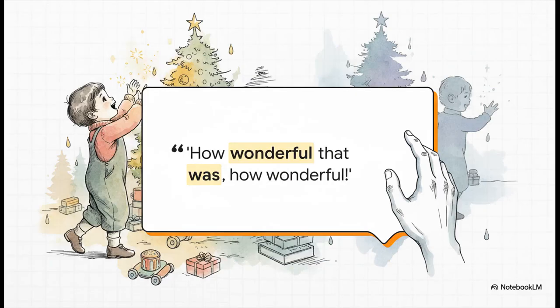Just listen to the emotional contrast at play here. How wonderful that was, how wonderful. This absolutely captures the sheer, breathless excitement of the child in the memory. Yet, because it's written in the past tense, how wonderful that was, it heavily underscores the retrospective longing of the adult speaker. It's this beautiful, kind of bittersweet convergence of past joy and present loss.